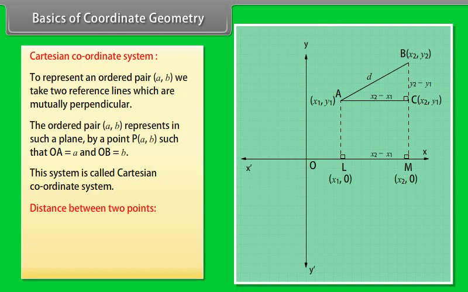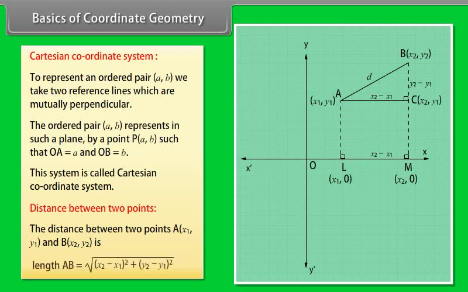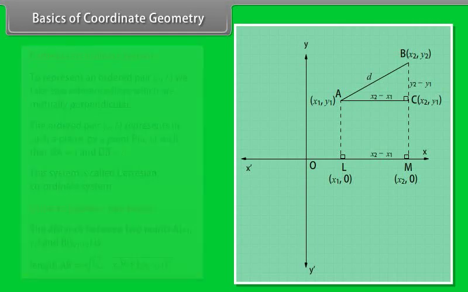Distance between 2 points. The distance between 2 points A(x1, y1) and B(x2, y2) is length AB is equal to square root of (x2 minus x1) square plus (y2 minus y1) square.